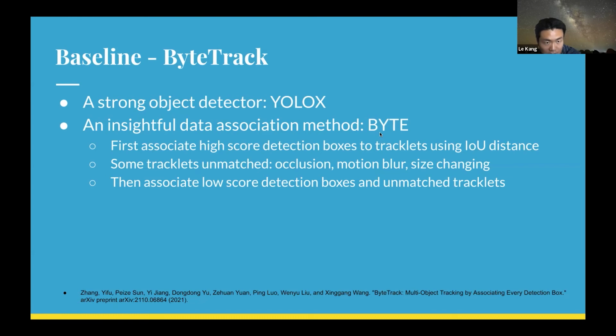But in the second step, you associate low score detection bounding boxes with these unmatched tracklets to recover some of the detection bounding boxes that you may lose in other tracking methods. In this method, those low score detection boxes are fully utilized and get matched with tracklets and can increase the performance a lot. Simple as that, just two steps.